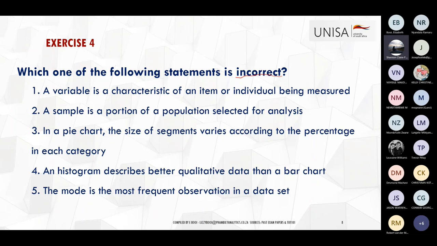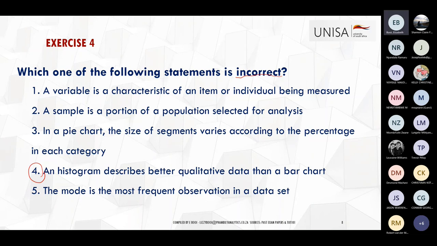1, 2, 3, 4, or 5? 4, because a histogram is used for quantitative data. Number 4 is the only incorrect statement, because number one, the variable, is a characteristic. We did speak about this, that you need to know what a variable is. It's a characteristic that defines an item or an individual that is either measured or counted.